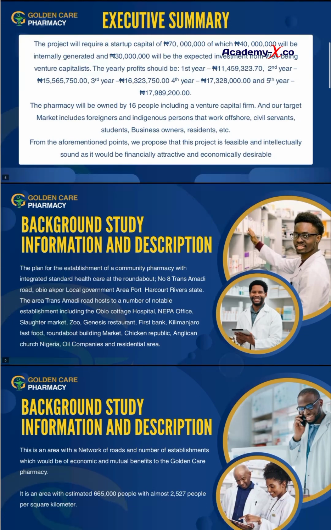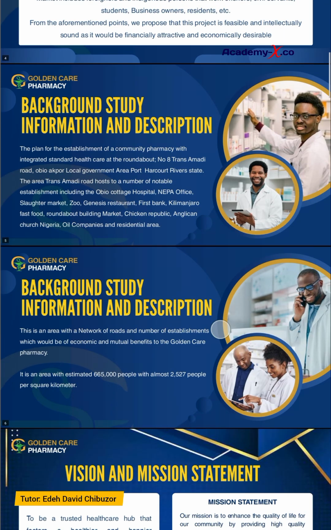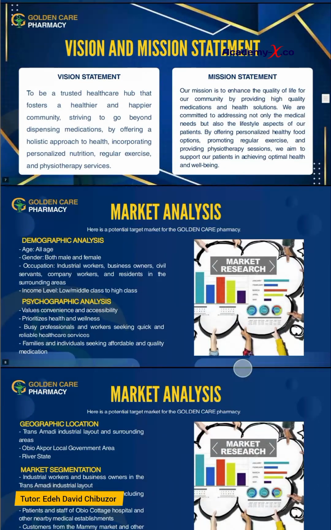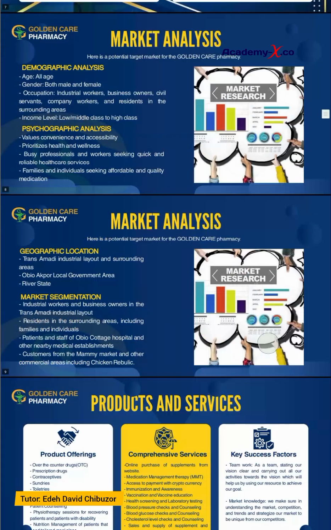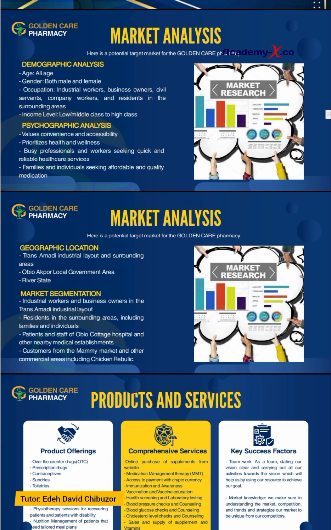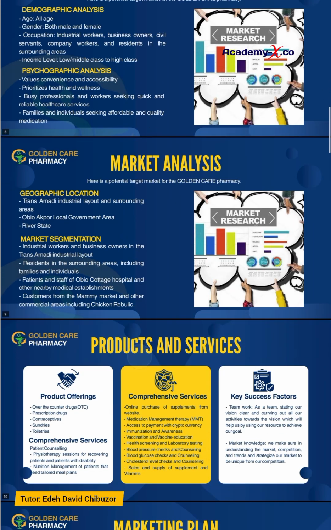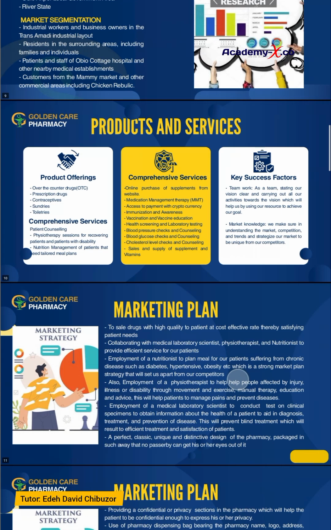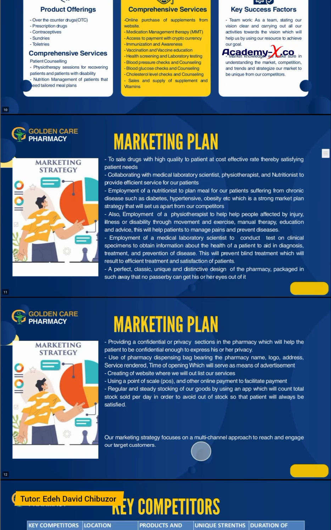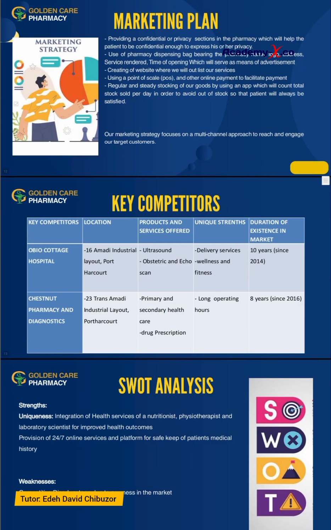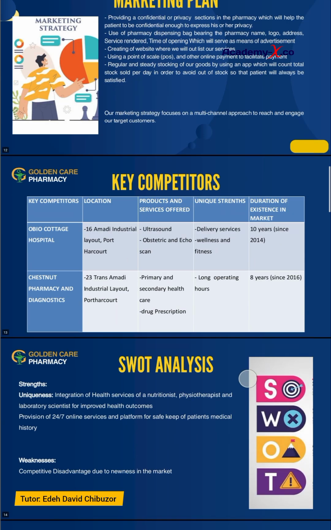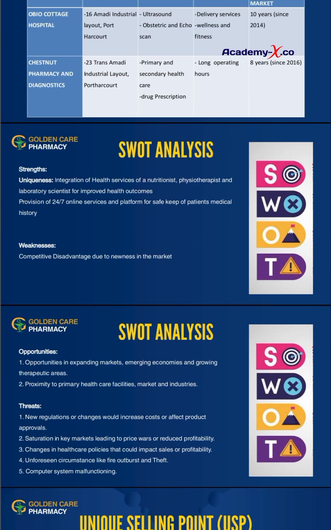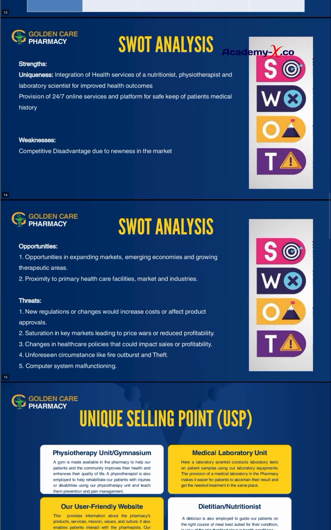So the background study information and description is to give an idea of what is obtainable, where your business will be situated, and you have a vision and mission statement. You have your market analysis, demographics, psychographics, how they think, geographic, the location, the market segmentation. We have products and services. We have marketing plan. We have the key competitors. You need to know what they have, what their unique strengths are, and how you're going to overcome it. Then the SWOT analysis: talk about your strengths, your weaknesses, your opportunities, and your threats.